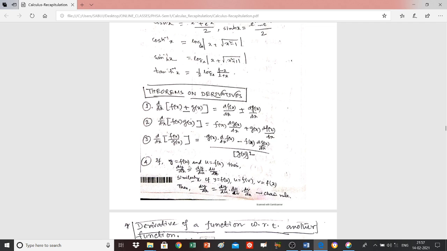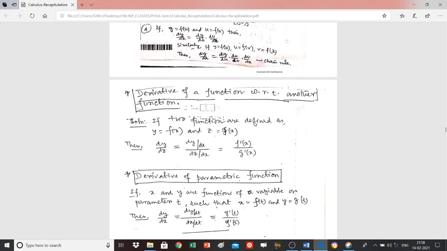Okay, and if you are given a function y is equal to f(u), and further u is equal to f(x), then dy/dx can be written as dy/du into du/dx. In a similar way, if you are given a function y is equal to f(u), and u is a function of v, and further v is a function of x, then you can write dy/dx is equal to dy/du times du/dv times dv/dx in this way. So this is called the chain rule.